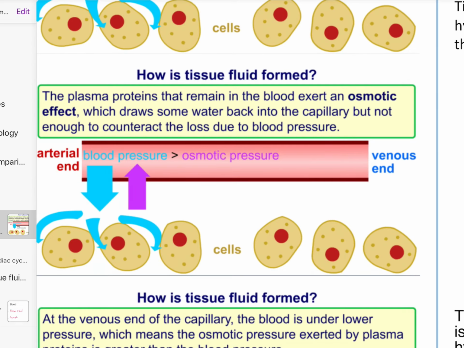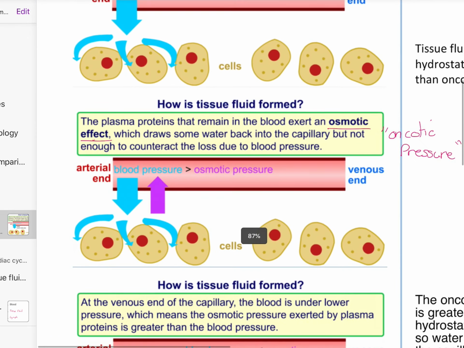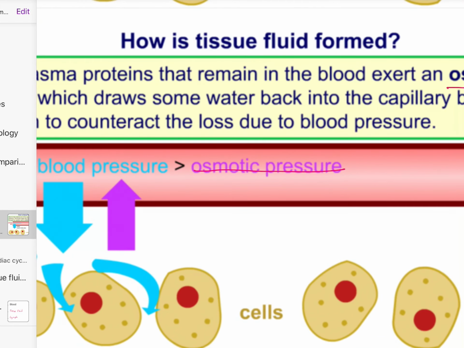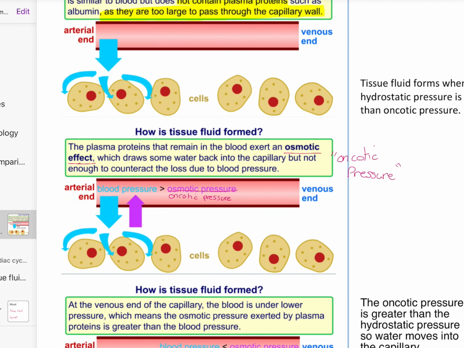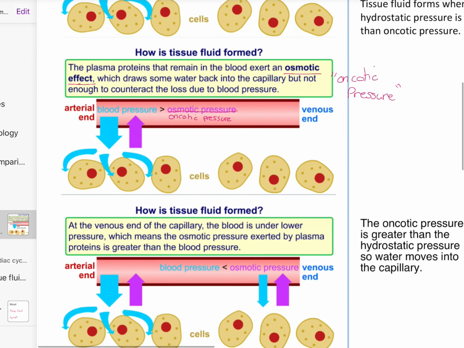Because those plasma proteins have remained in the blood, they do have an osmotic effect on the blood plasma and on the tissue fluid. This exerts a pressure which is called oncotic pressure, and this is going to draw some of the water back into the capillaries from the tissue fluid. Now at the arterial end, blood pressure is greater than oncotic pressure, so the overall movement of fluid is going to be out from the capillaries to the tissue fluid, which is why we do see the formation of tissue fluid at the arterial ends.